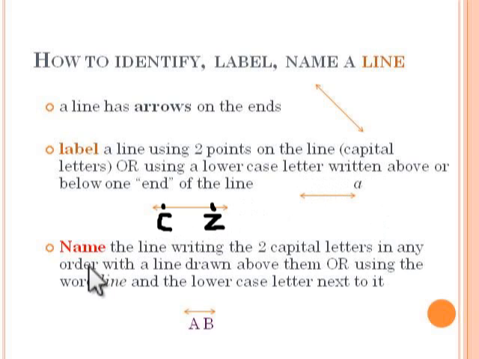And then how do we name a line? We name it by using the 2 capital letters and then on top what looks like a line, the straight line with an arrow on each end. So this one here that I created, I would have to write as CZ with the line on top and an arrow on each end. That would be for this particular line. That's how I would name it.